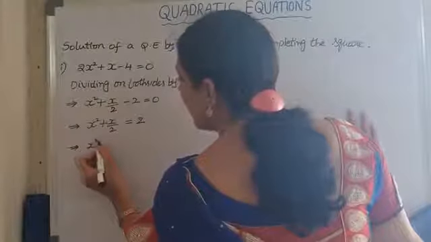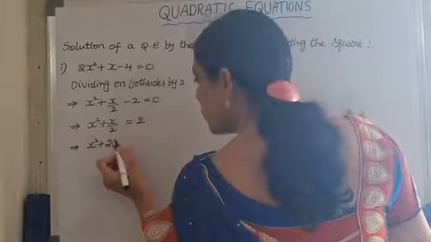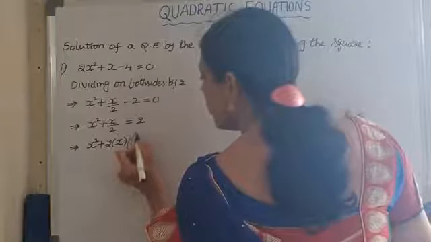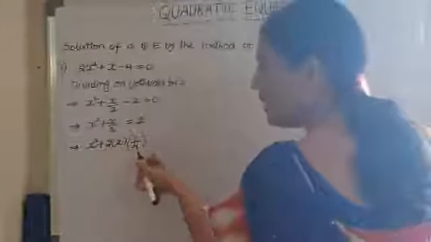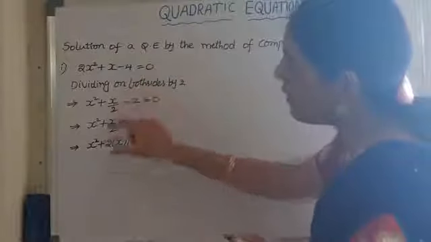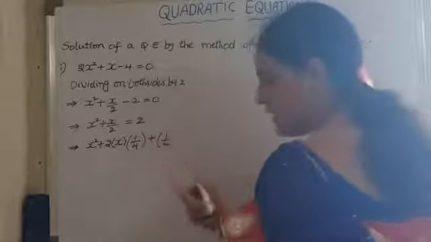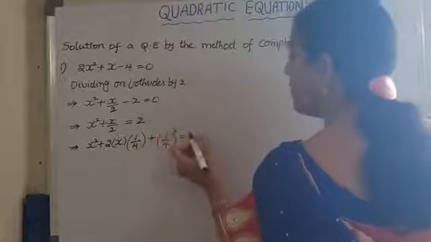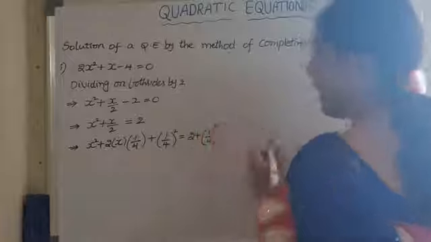x square plus x by 2, as we can write x by 2 as 2 into x into 1 by 4. Shall we write like this? As 2 into 1 by 4, 2 times, then it becomes x by 2. So this x by 2 can be written as 2 into x into 1 by 4, plus, which term did I tell you to add on both sides? 1 by 4 whole square, is equal to 2 plus 1 by 4 whole square.